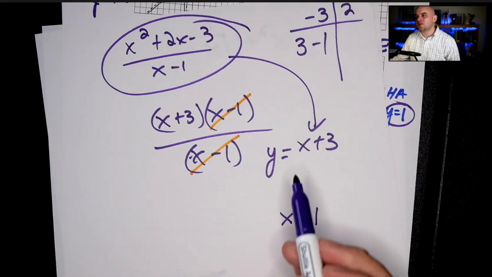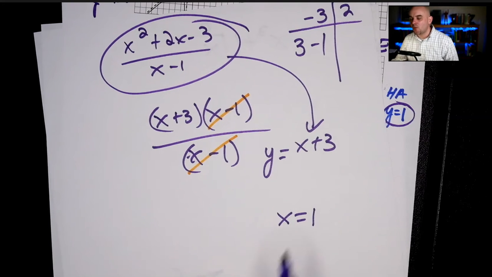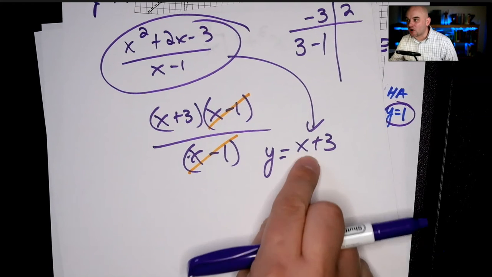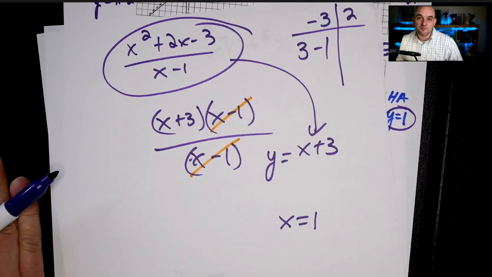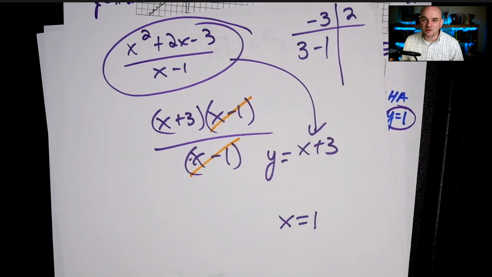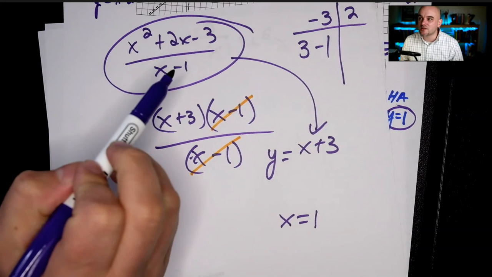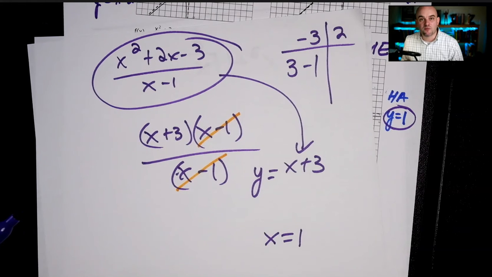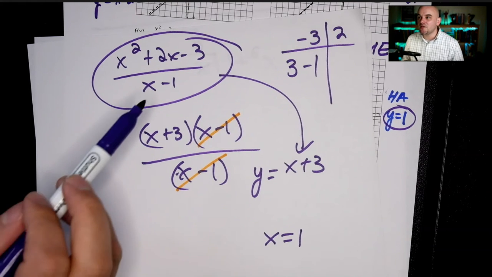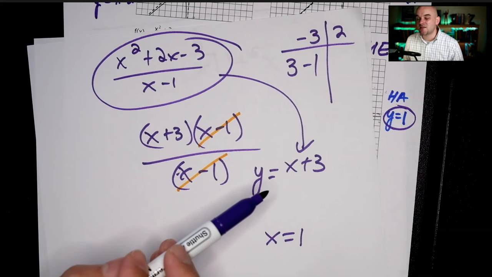But students say, but didn't it simplify to something where x could be 1? Yes, if the original problem was y equals x plus 3, you're okay with that. But that's not the original function. The function itself is a fraction, and fractions can't have zeros in the denominator. So even though this simplifies to this, it still has a history.